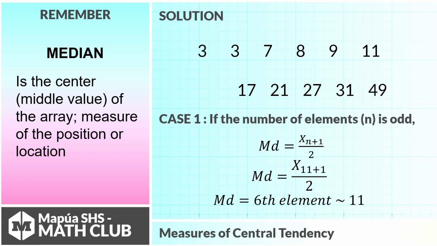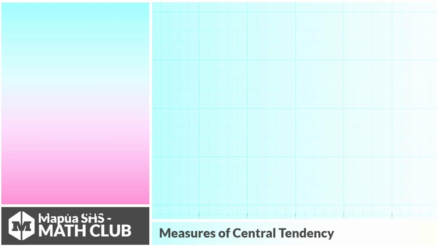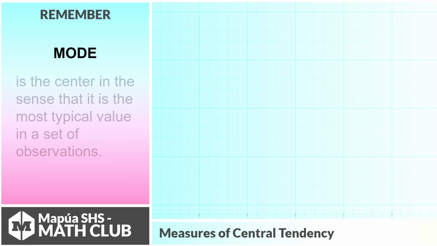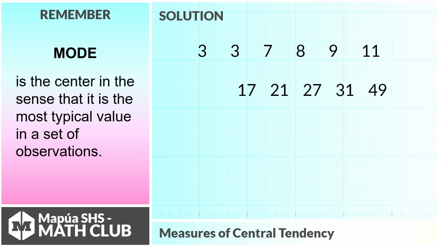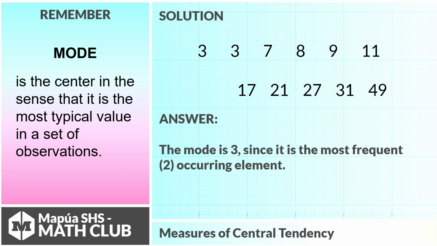The third and last measure of central tendency is the mode, which is defined as the center because it is the most typical value in a set of observations. In layman's terms, it is the most frequently occurring element in the number set, which in the case of the sample problem, the mode is 3, because it is the most occurring.